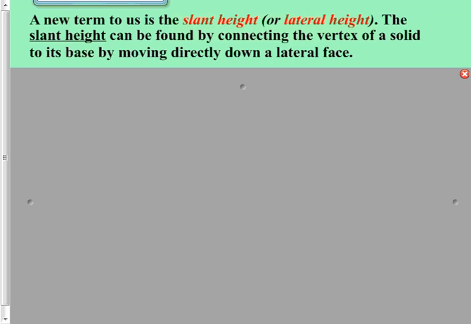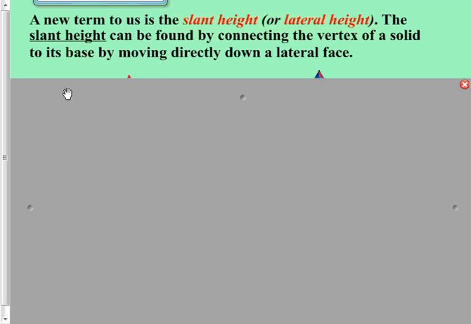The last term I'm going to get you with is probably a brand new one to you, and it is the idea of what we call slant height or lateral height. The slant height is found by connecting the vertex of a solid to its base by moving directly down one of the lateral faces.